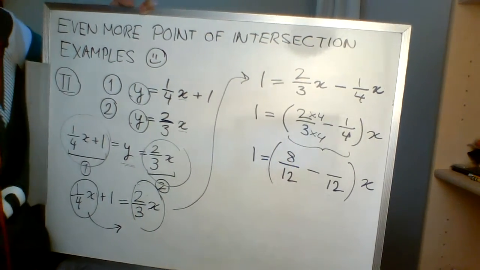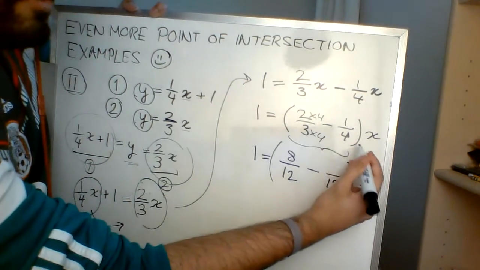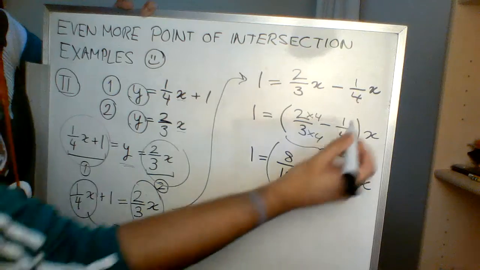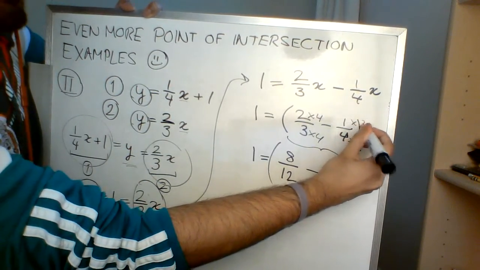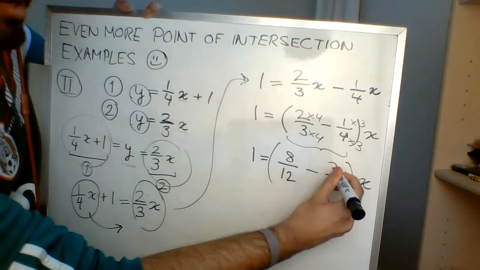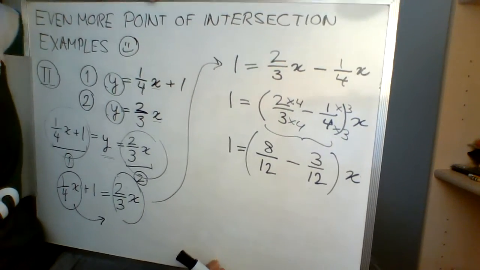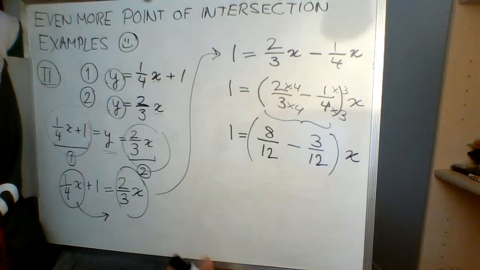So then my numerator will be 8. And then for the other one, for the 1/4, I'm multiplying the 4 by 3 to get to 12. So if I'm multiplying by 3 on the bottom, I need to multiply by 3 on the top, and I get a 3 in there. Hopefully this is going at a good speed and not too fast or too slow.